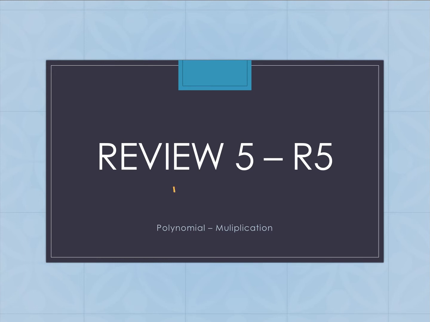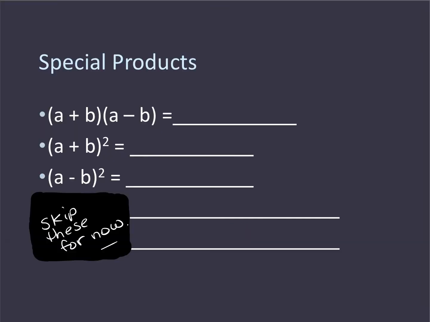So R5, part 2. Again, we are multiplying polynomials. So here we're going to have special products.